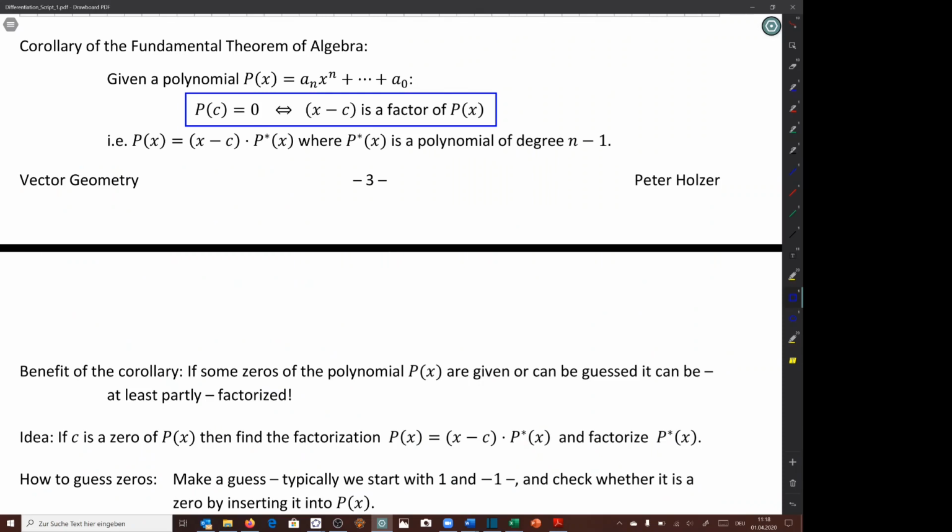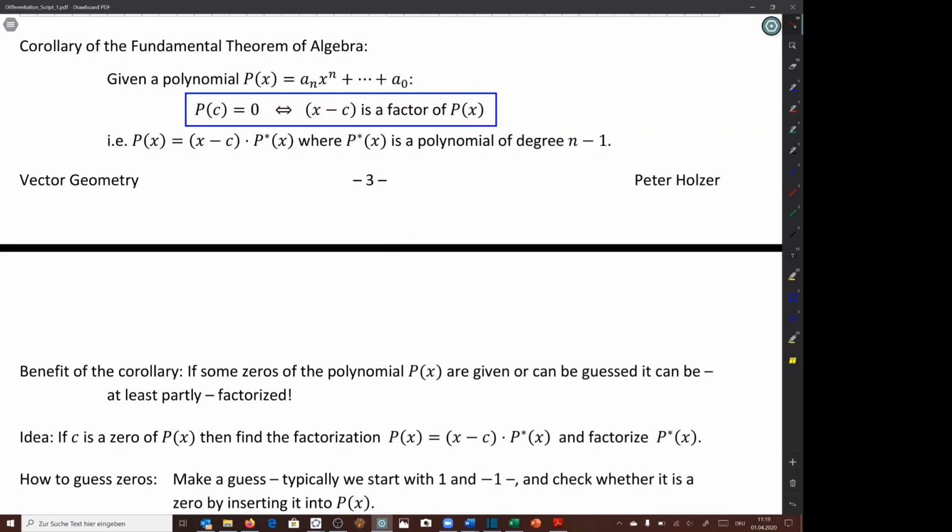Now let us look at a very important corollary of the fundamental theorem of algebra. By corollary, we mean something that follows directly from the theorem. So we have a polynomial p of x, and now if for some value c, p of c is 0, then we know that the linear factor x minus c is a factor of the polynomial.